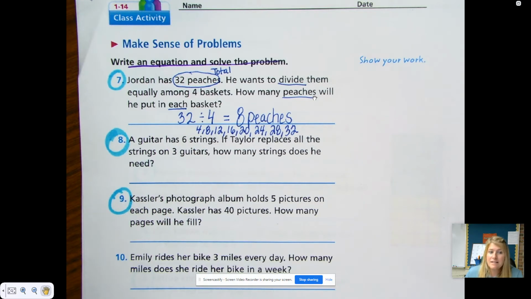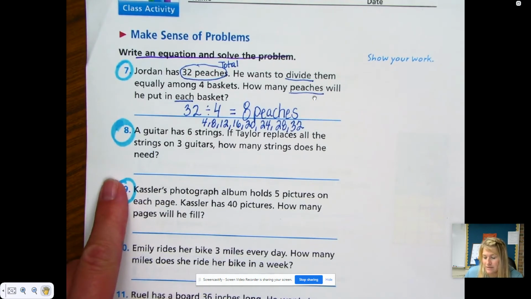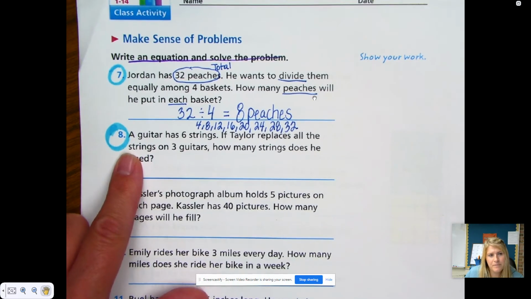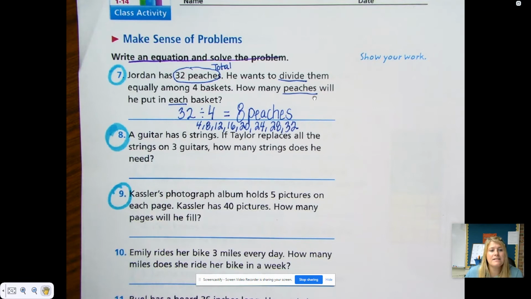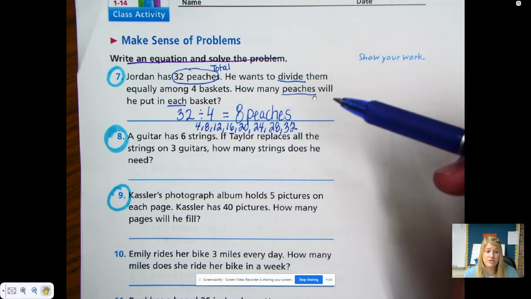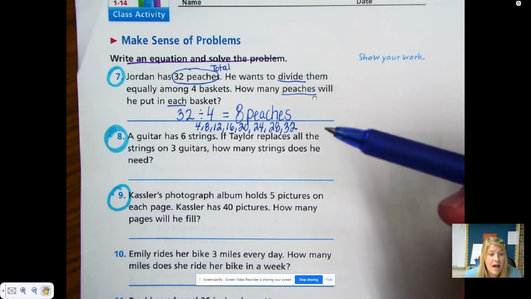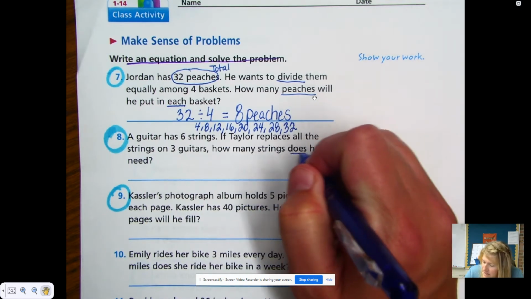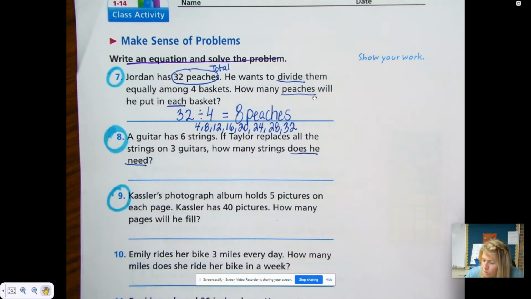All right, let's take a look at number 8. Let's see, multiply or divide, let's read. A guitar has 6 strings. If Taylor replaces all the strings on 3 guitars, how many strings does he need? Ooh, sounds like he wants to know the total.